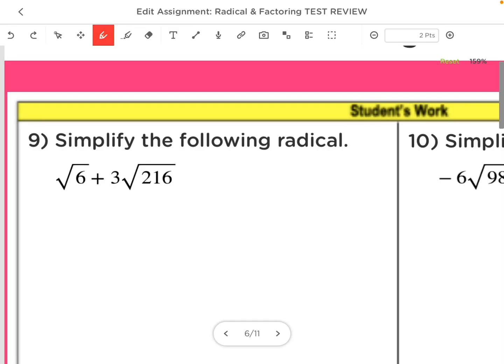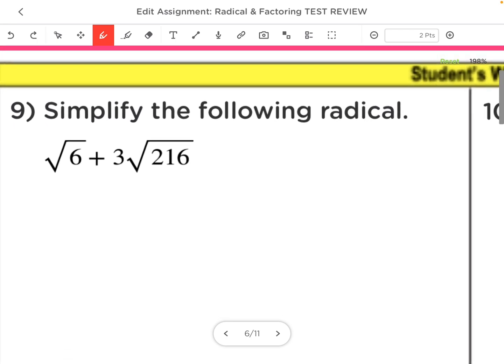Okay, similar to problem number 8, I'm adding these together, so I want to simplify the radicals. Now 6 can't be simplified because if we split that into 2 and 3, there are no pairs, and so we have to leave that as the square root of 6.